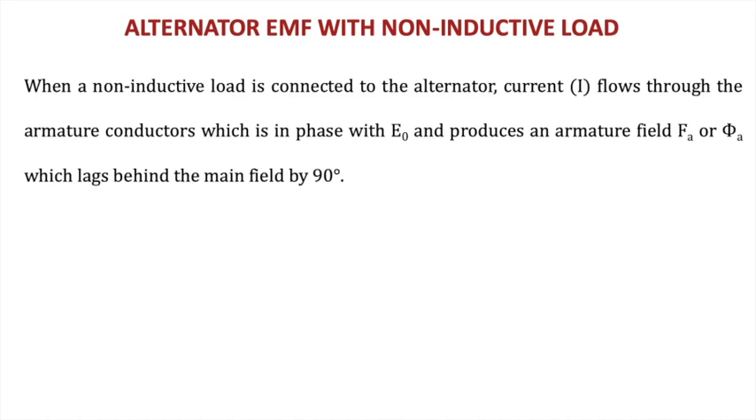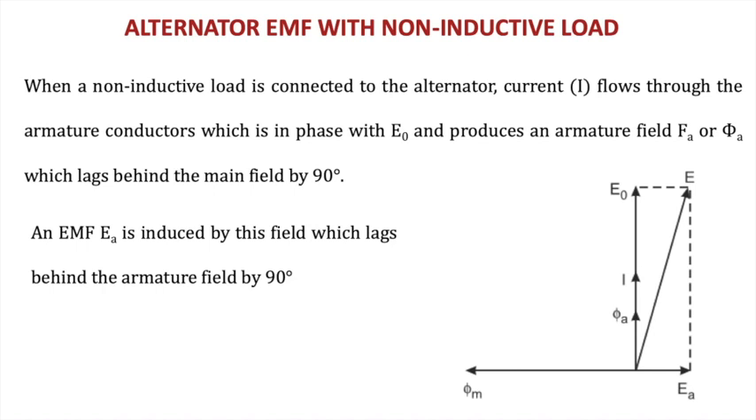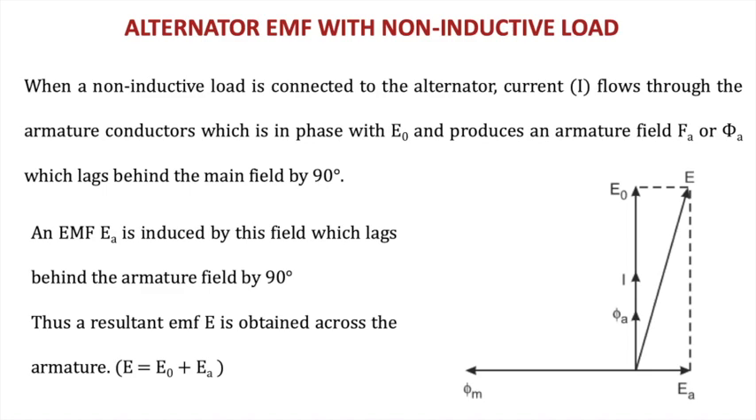Now the armature EMF with non-inductive load, that means it is a resistive load, so the power factor is unity, and the armature will produce a flux which is lagging behind the main field by an angle of 90 degrees, which we had discussed earlier also. So over here we are talking about the induced EMFs. The induced EMF in the armature will lag behind the actual induced EMF by the field by 90 degrees, like EA is lagging behind E0 by 90 degrees. So the resultant will be the phasor sum of EA and E0, that is the armature induced EMF and the no load EMF, and E will be the final EMF.